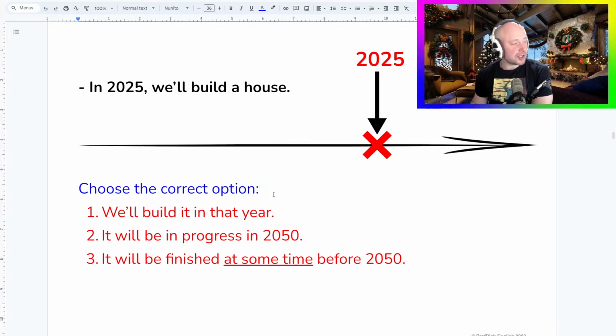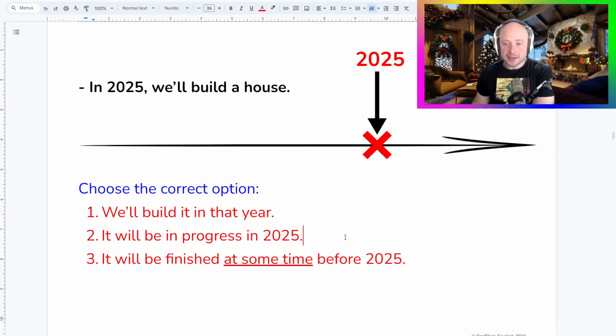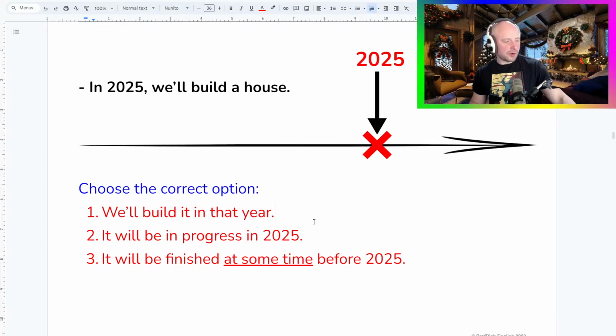I want you to choose the correct option. 1, we'll build it in that year. 2, it will be in progress in 2025. Or 3, it will be finished at some time before 2025. So choose the correct option there, 1, 2, or 3. What do you think is the correct option? 1, 2, or 3?